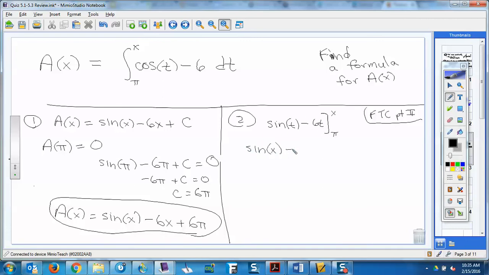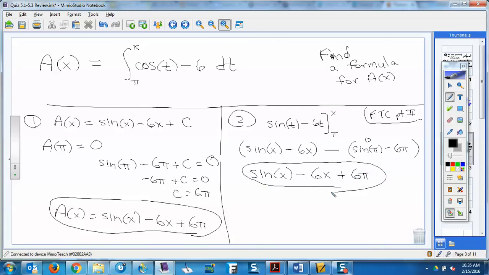So I got sine x minus 6x, right? So I just plugged in an x. And then minus, don't forget these parentheses, very important. And now I'm going to plug in a pi. Sine pi minus 6 pi, right? And what do I get? I get sine x minus 6x. And what happens here? Sine pi is 0, right? This would be minus a negative 6 pi, which would be plus 6 pi. See how we get the same thing? Now we get the same thing either way.